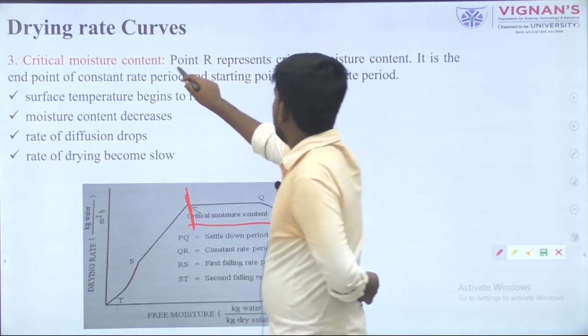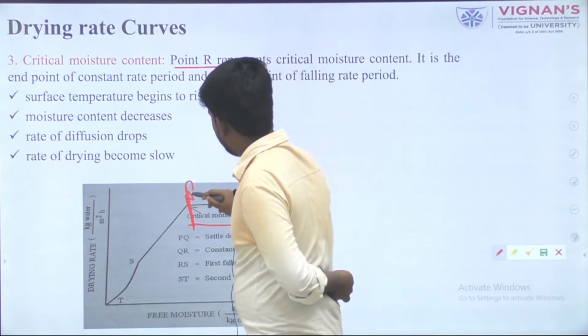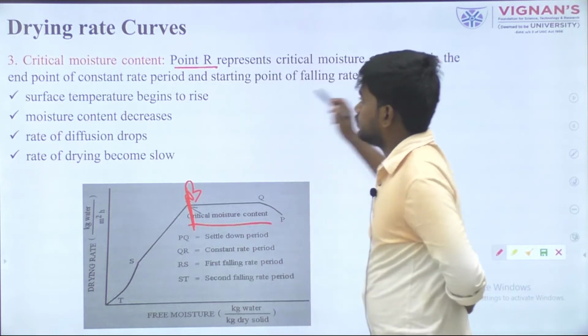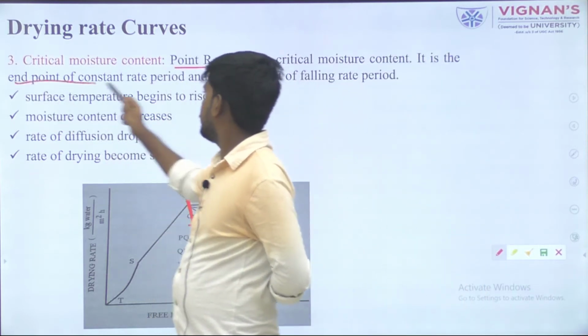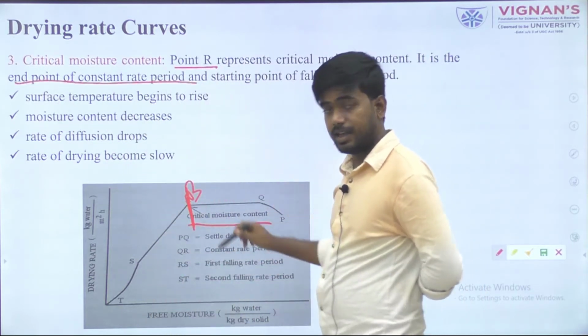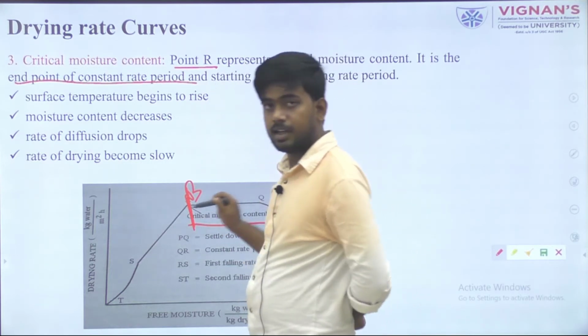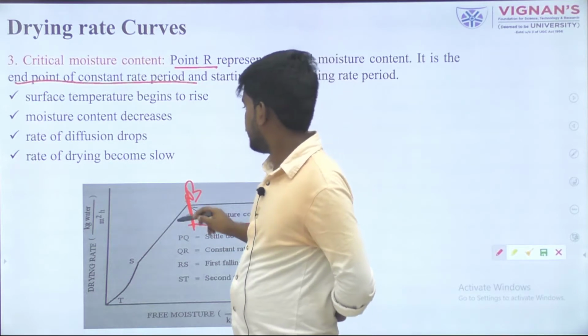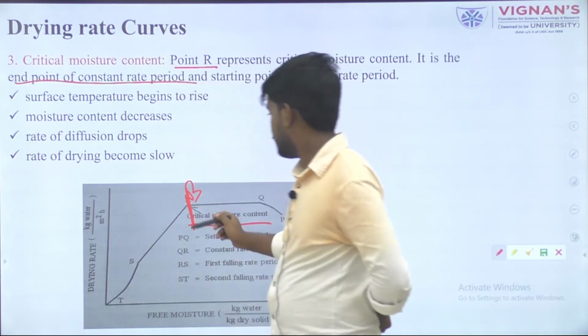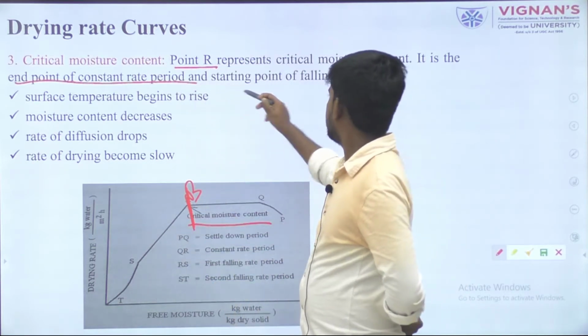Here point R represents the critical moisture content. It is the end point of the constant rate drying period, and the starting point of the falling rate period. After this point the falling rate starts.